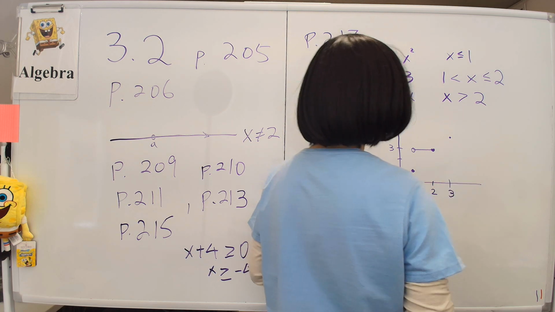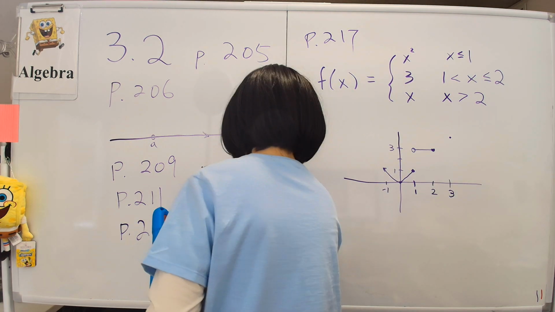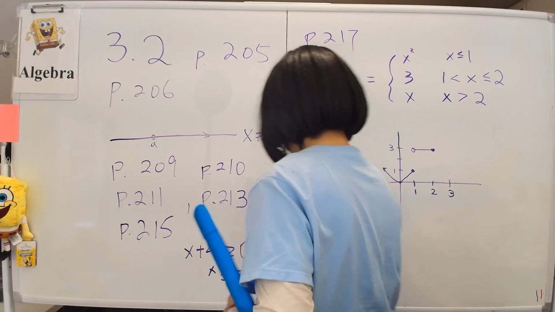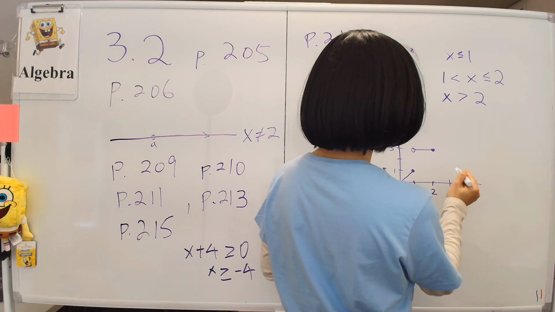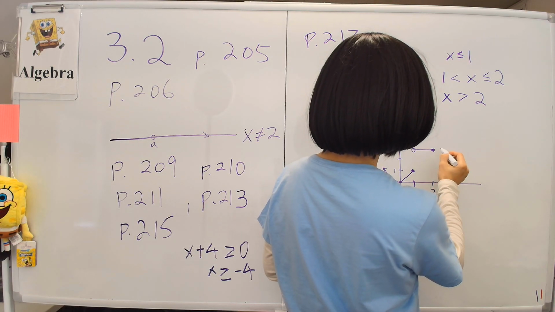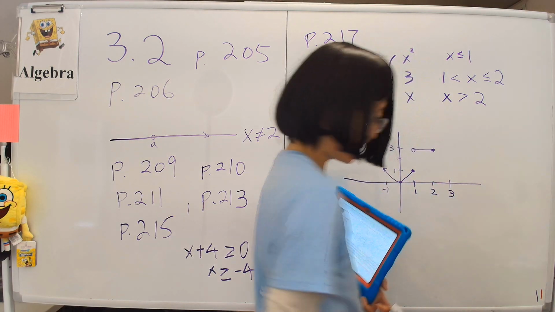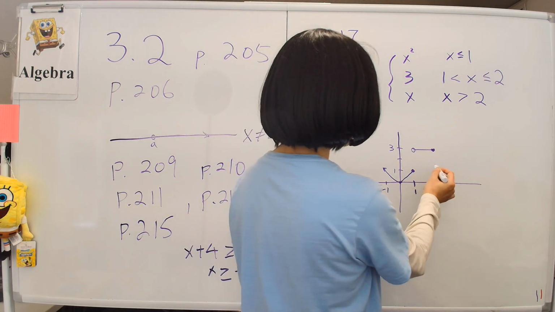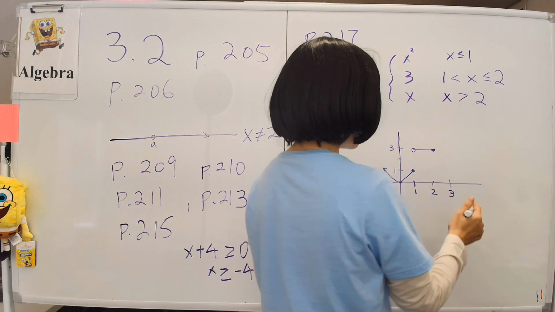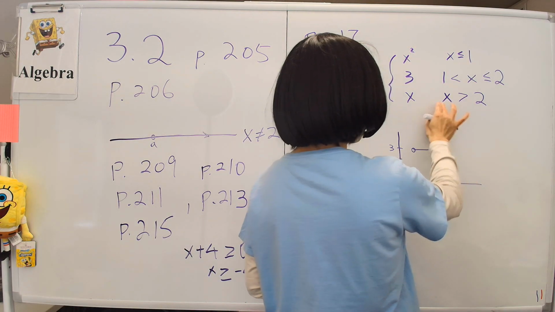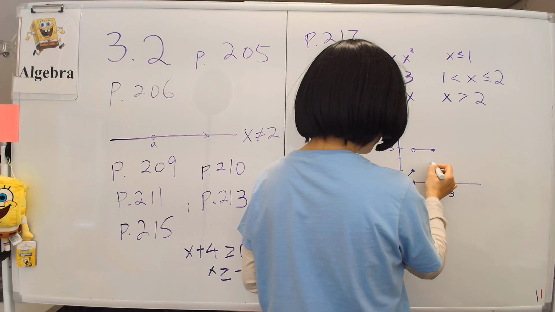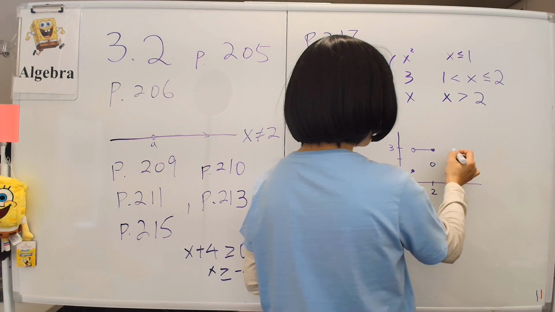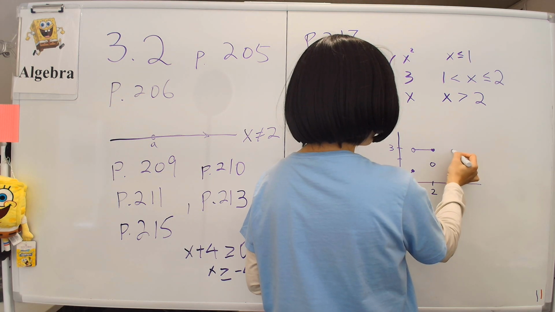No, sorry. Let me see. When x is bigger than 2, the value is, let's see, give me a second. So when the input is slightly bigger than 2, like 2.001, the output is also 2.001. So it goes back down here again, but it doesn't include 2 itself. So there's a circle here. And then when x is 3, the value is 3 again.